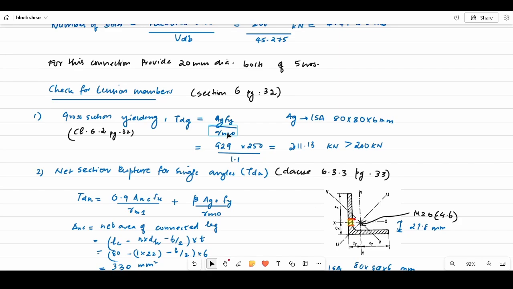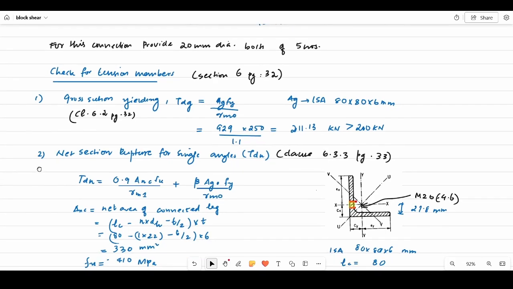Table 5 gives 1.1. Now when we substitute the value of Ag, which is the gross area of the 80 by 80 by 6 mm angle, it is obtained from IS 808 page number 8. It is 9.29 centimeters square, which is 929 mm square. So all this we have discussed earlier also. I'll be getting a value of 211, and this is obviously greater than our considered factored load. So this angle section will be safe in gross yielding.